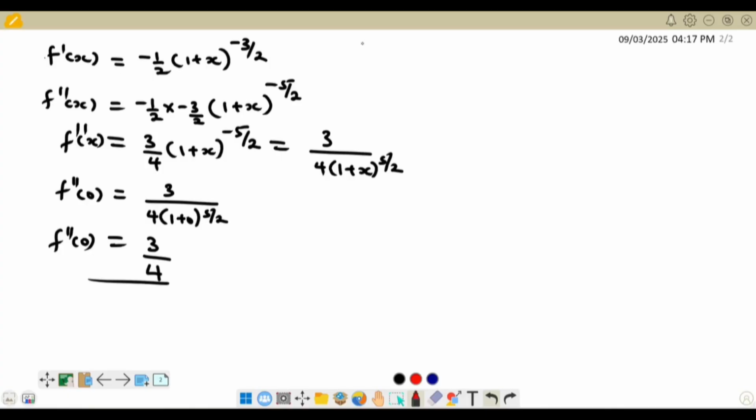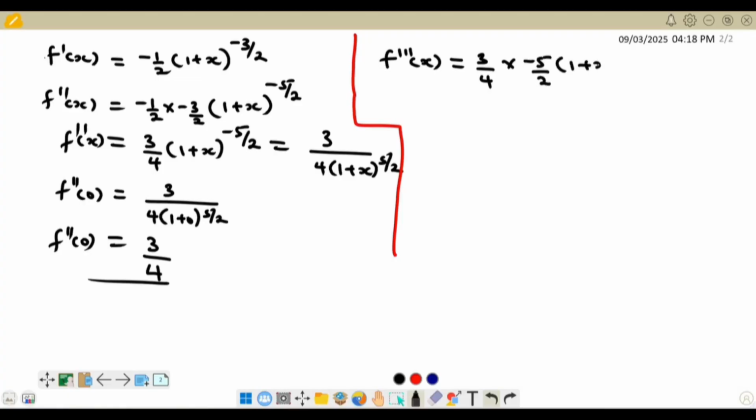So next, we shall talk about f triple derivative of x. To look at f triple derivative of x, we shall differentiate f double derivative of x. So let us differentiate this. To differentiate this, we shall have 3 divided by 4 times negative 5 divided by 2 into 1 plus x to the power.